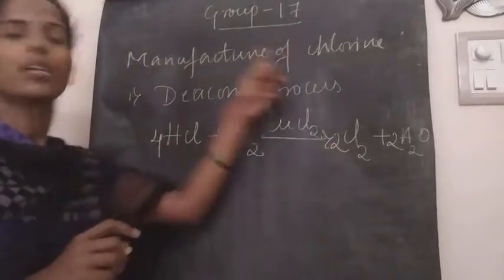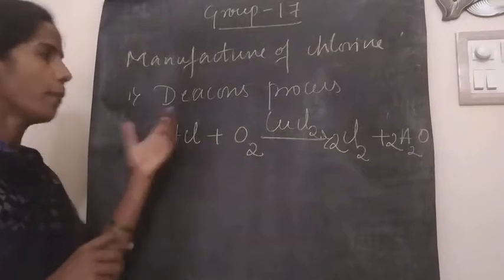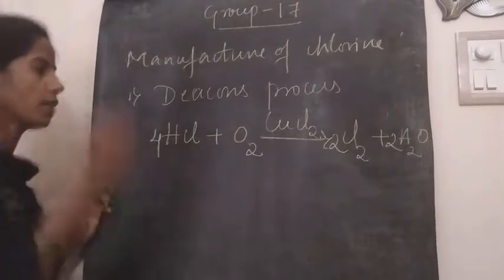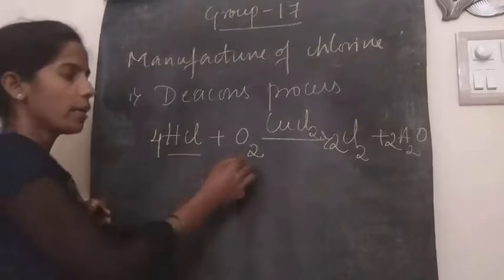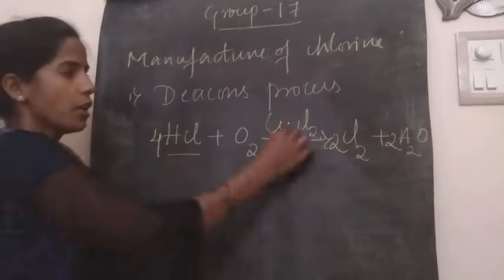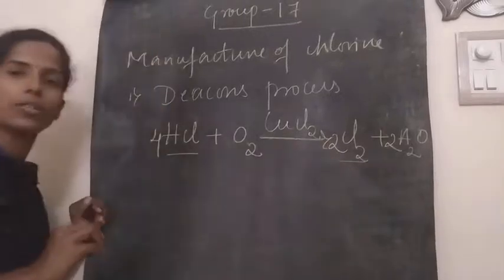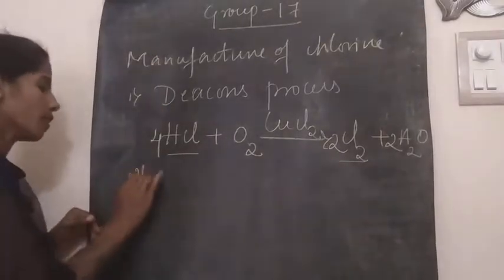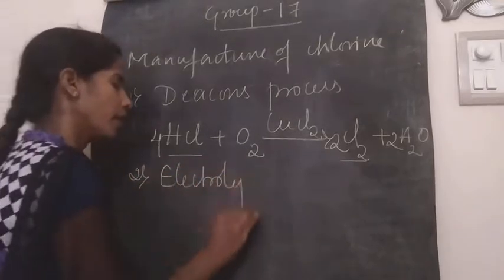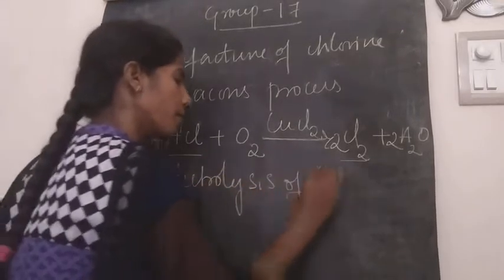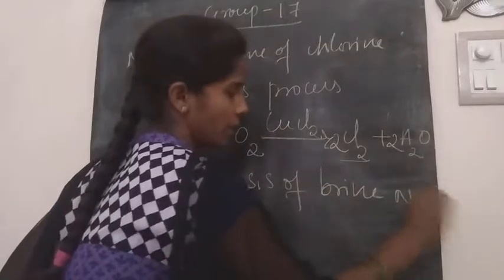Manufacture of chlorine: commercially, chlorine is manufactured by Deacon's process, that is by the oxidation of hydrogen chloride in the presence of air or oxygen, with cuprous chloride as a catalyst, and you get Cl2 gas released. And one more method is the electrolysis of brine. Brine means sodium chloride, NaCl solution.